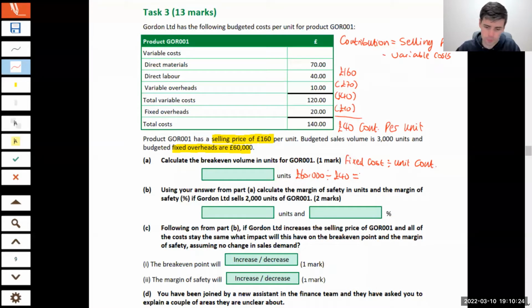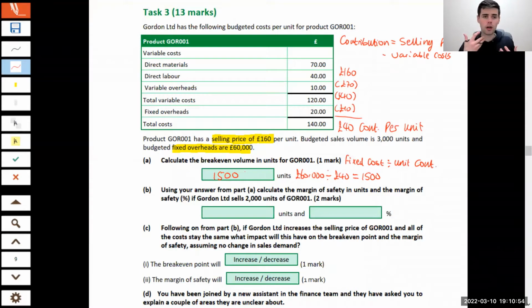Excellent. 1,500 units. So my break-even point in units is 1,500 units. What does that tell me? It basically means that, okay, when I'm selling this product, I need to sell 1,500 units of GOR 001 to break even. If I sell less than that, I'm making a loss. If I sell more than that, at that point, I'm making a profit, okay?